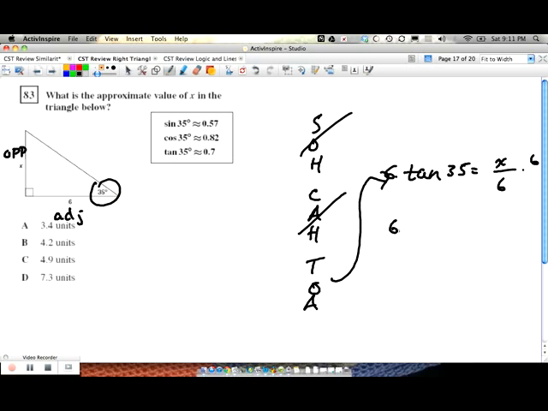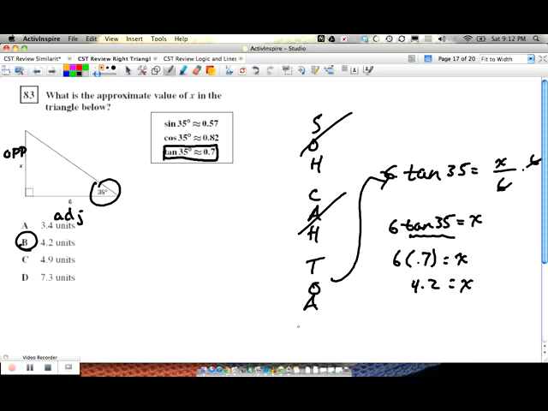I'll multiply both sides by 6. I have 6 tangent 35 equals x. 6 over 6 is really 1. And tangent of 35 is given to me in this little table here. Tangent of 35 equals 0.7. So this is going to be 6 times 0.7 equals x. In other words, that's 4.2. Or 42, and then I got to move the decimal. That's where I'm getting the 4.2 from. The answer would have been B.